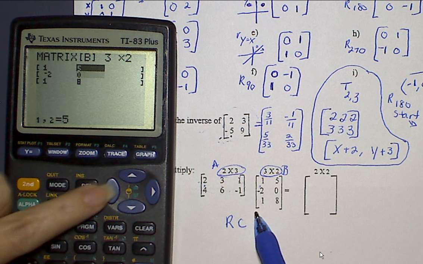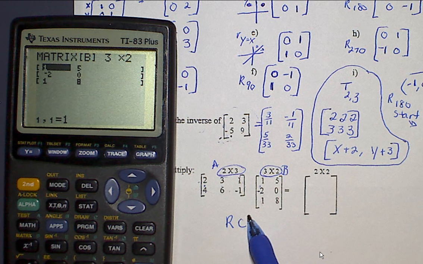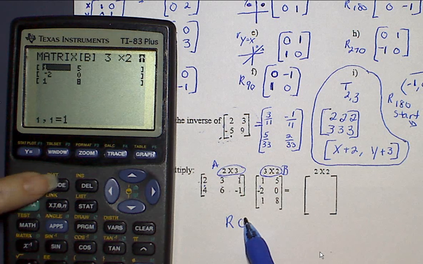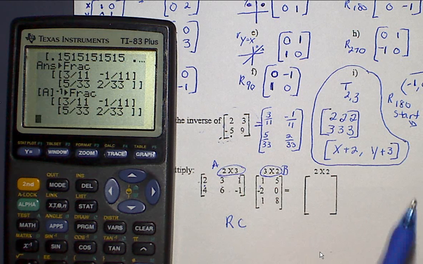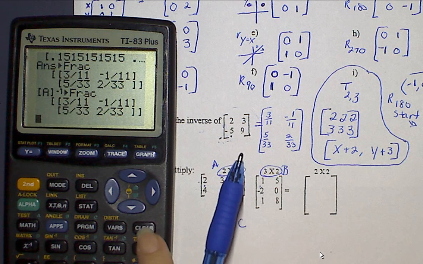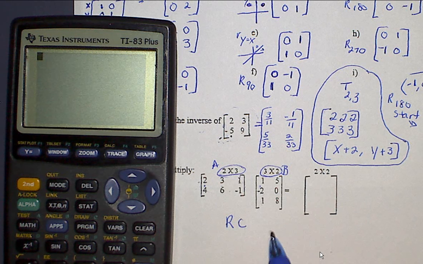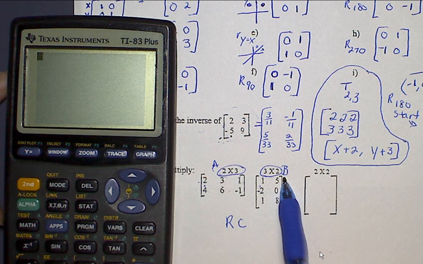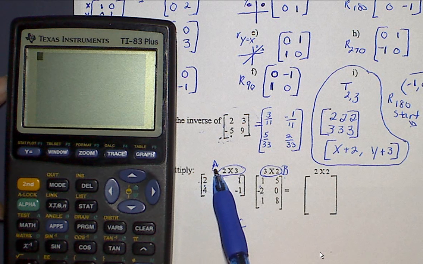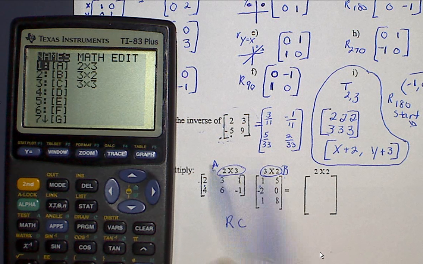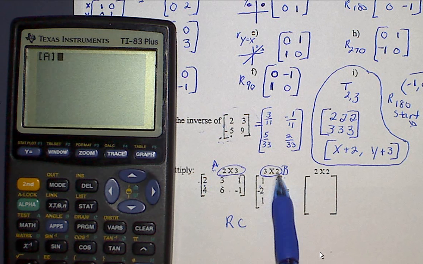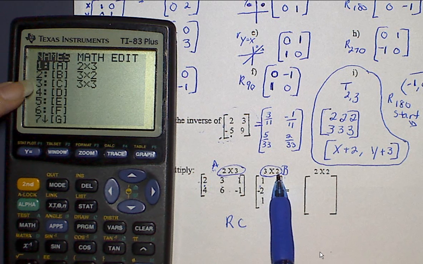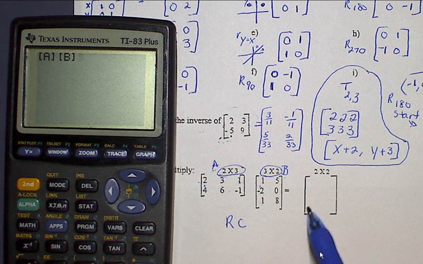Now, how do I get back to that other screen? Do you remember? Second quit. Did you tell me second quit? Hopefully you did. Then I'm going to clear off this screen so we can see what I'm typing. So I'm going to say matrix A times matrix B. So how can I do matrix A? So I go second matrix, and I'm going to go A, which is 1, and then second matrix B, so that's 2, and then simply go enter.